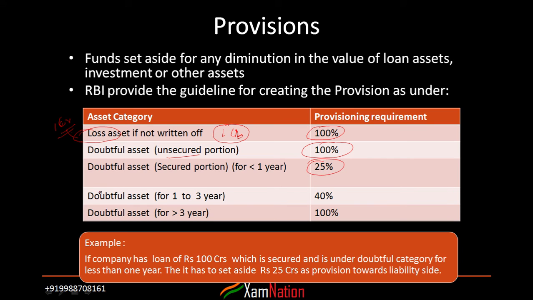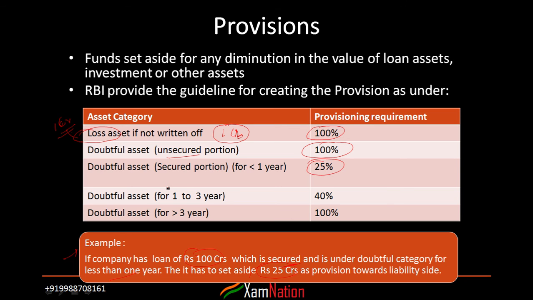Now this is an example, just one example to fit the idea in our minds. If a company has a loan of rupees 100 crores which is secured and is under the doubtful category for less than 1 year, then you have to create 25 crore rupees of provisions. So you are seeing that as the chances of default increase, your provision size also increases. As the chance that the loan will go out of the balance sheet rises, your provision size accordingly increases. For example, if there is a loss, then there is 100% provision, so that all the money will be absorbed by that provision only. So this is the concept of provision. I think it is clear to you.